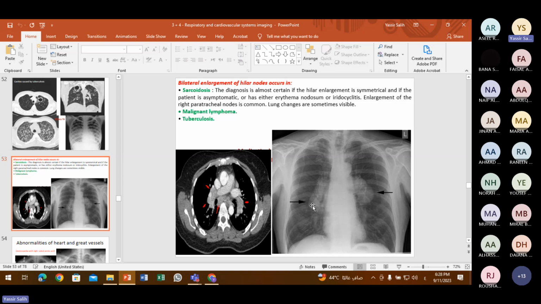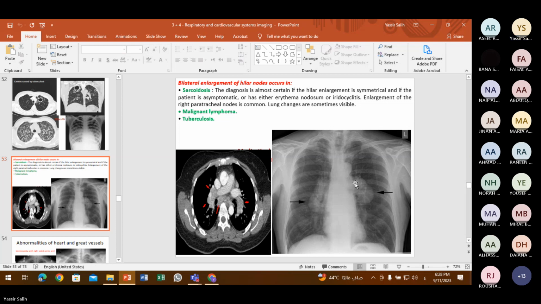Bilateral lymphadenopathy. We have a differential diagnosis depending on whether it is unilateral or bilateral. Bilateral lymphadenopathy may be caused by tuberculosis, lymphoma, or sarcoidosis. These are the differential diagnoses, and these are the commonest causes: sarcoidosis, malignant lymphoma, and tuberculosis.